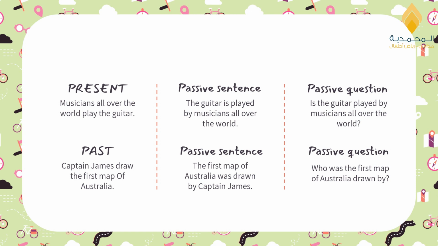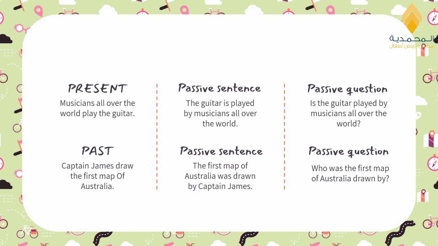Let's move to the past part. Captain James drew the first map of Australia. This is an active sentence because we have used verb 2, which is drew. To change it into a passive sentence, follow the same steps.